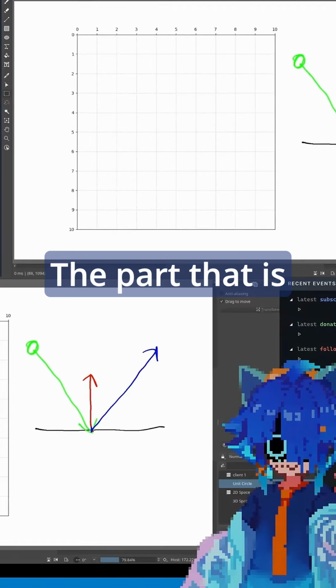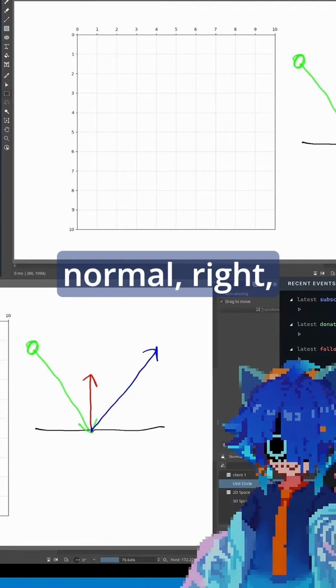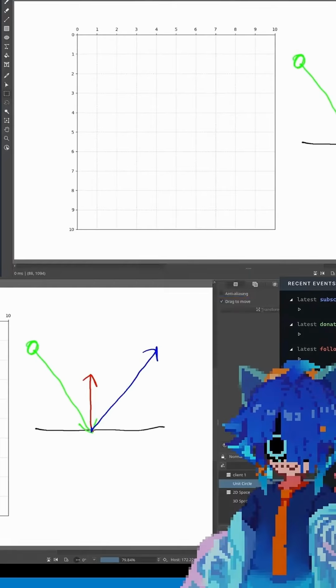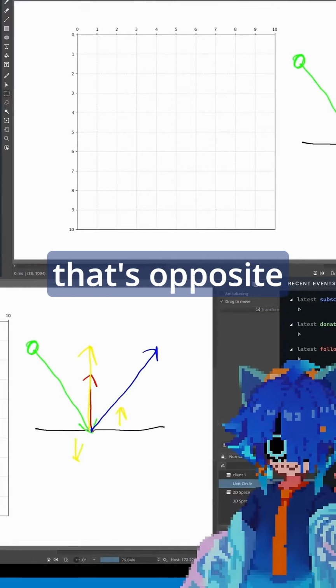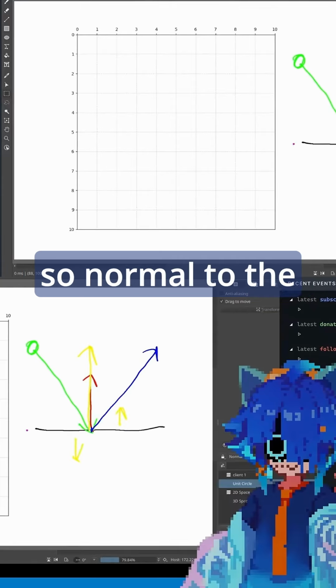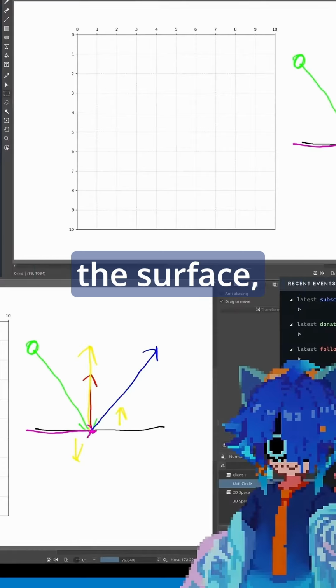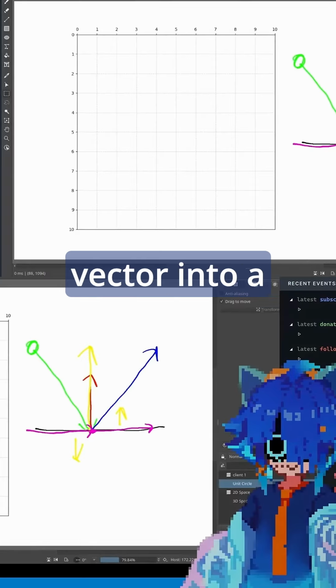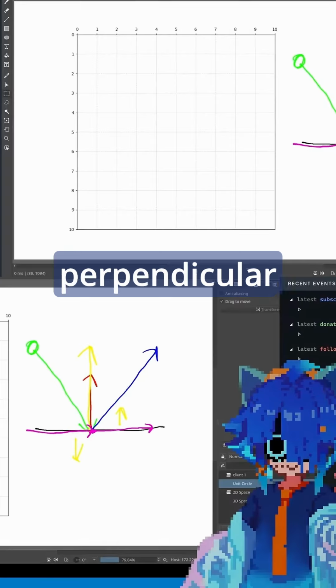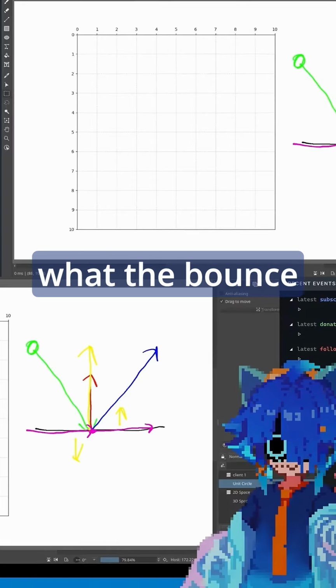Well, what can we observe about these vectors? The part that is going along the normal is flipped. So if we look at the part along the normal, it's the same, but this one's going down while this one's going up. Then if we look at the part that's normal to the normal, or just the surface, you'll notice that these two parts are the same. So to find this bounce vector, if we can decompose the vector into a normal vector and a normal perpendicular vector, that'll tell us what the bounce is, right?